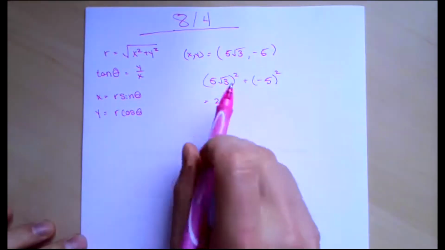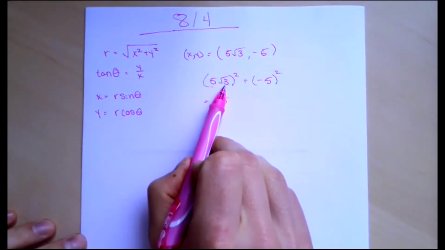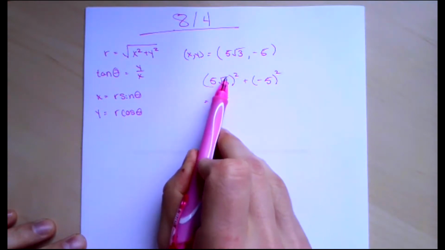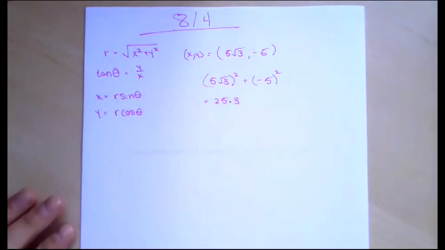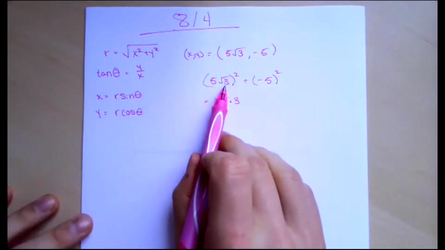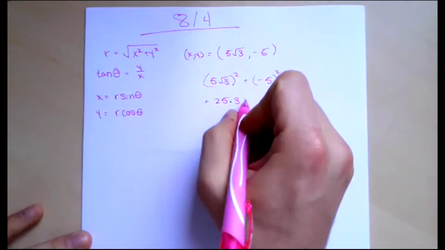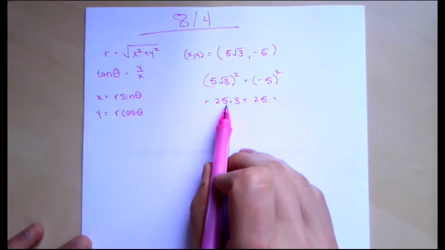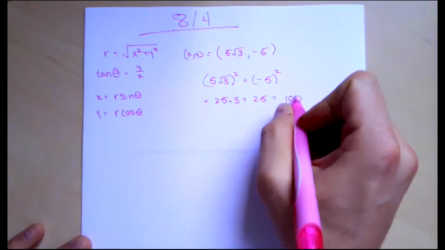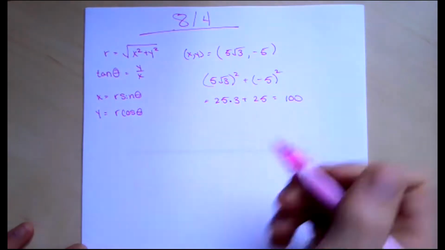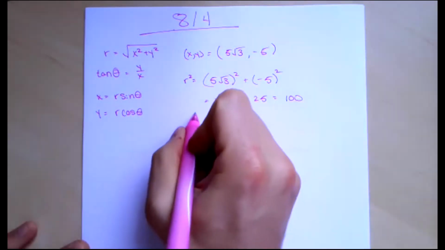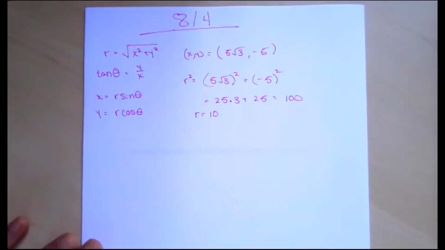Common mistakes that you will make: just be careful not to double square the square root of 3. So it'll be 5 squared, which is 25, and then square root of 3 squared just makes it regular 3. It's an easy brain flub to make that a 9 or something. Then plus 25. And so what do we get? So 75 plus 25 is 100. And this is r squared. So r is just 10. You can always use the positive square root.